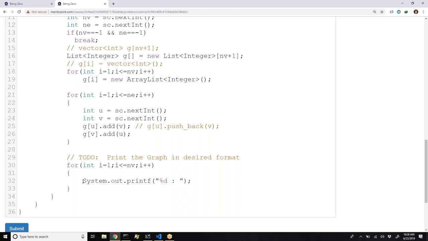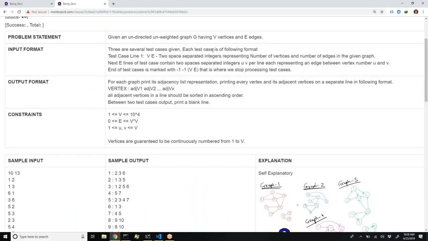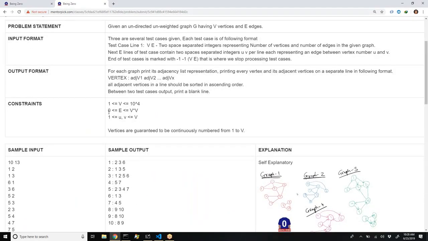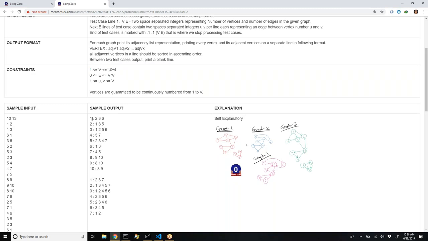Can we sort and print? Yeah, but what does it say here? Vertex numbers are guaranteed to be 1 to 10 to the power 4. They will be consecutive, that is given. And if you see the sample output also, it is given.